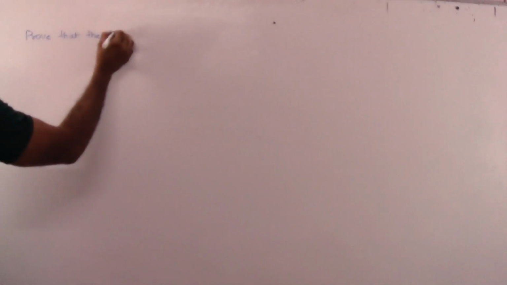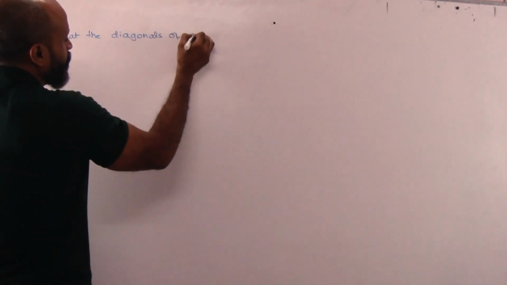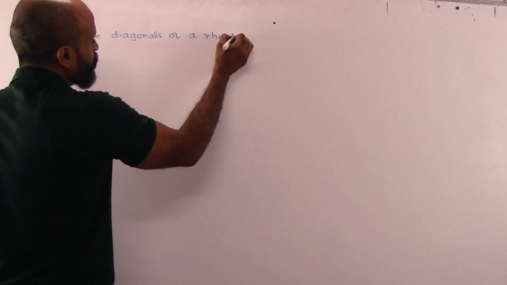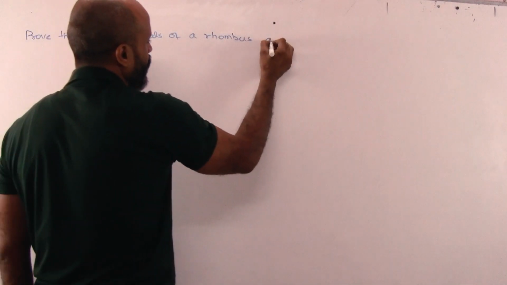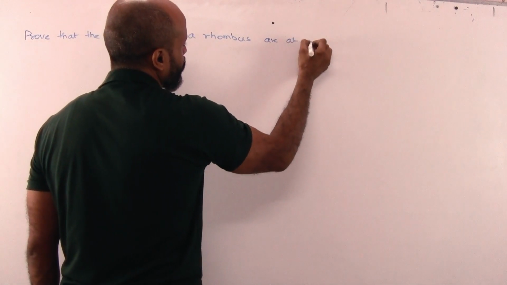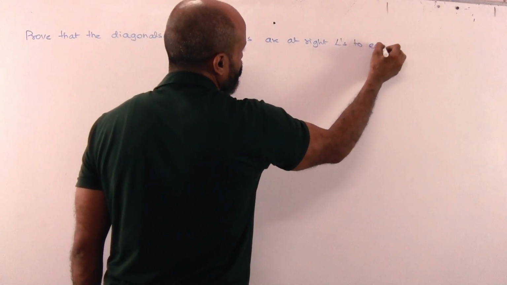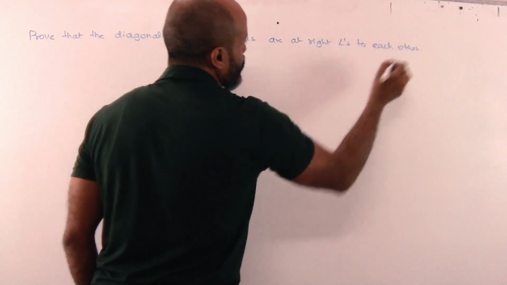Okay, so we have another question out here which states that prove that the diagonals of a rhombus are at right angles to each other. Prove that the diagonals of a rhombus are at right angles to each other. Okay, so let's take this.